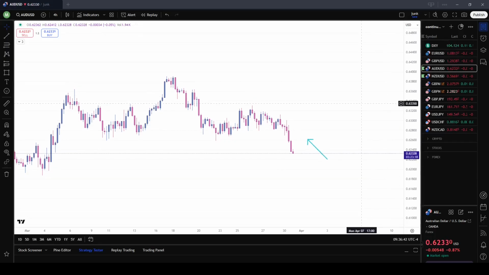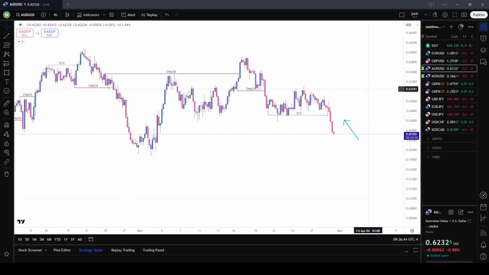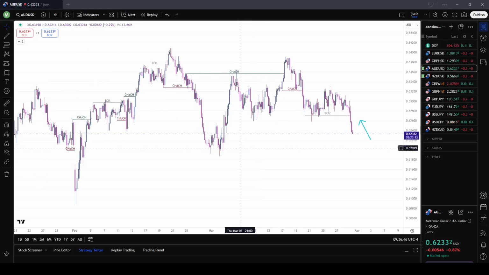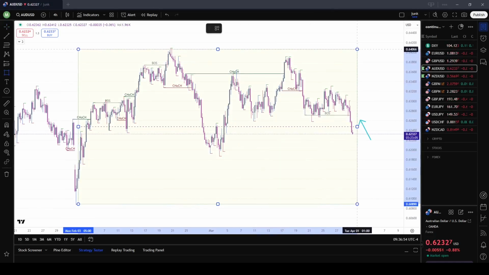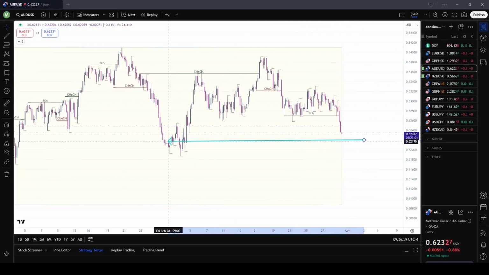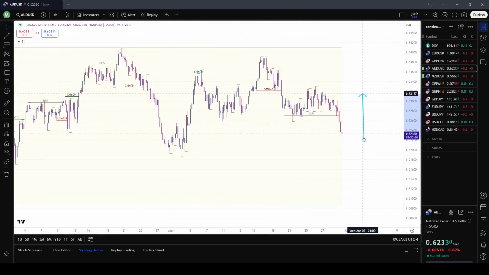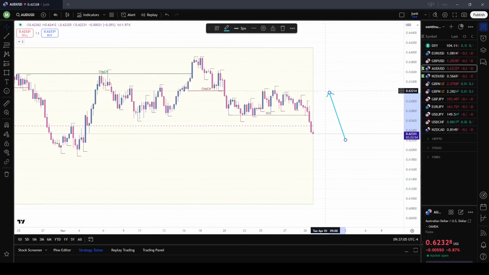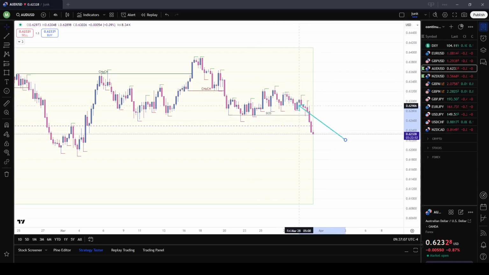AUD USD, so Aussie dollar. Let's map out the current range. Continues to trade sideways. It has pushed back down. This is the 4-hour chart. Retrace back. Buyers weren't able to break past the highs. That's what we've been saying in the previous videos. And it has just been consolidating sideways over the last few weeks.